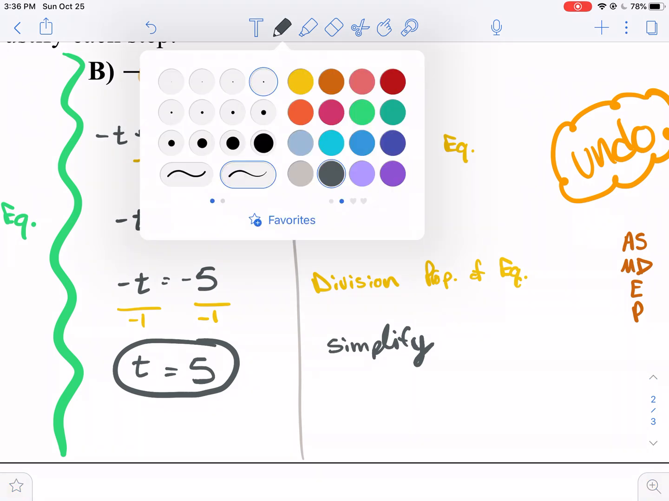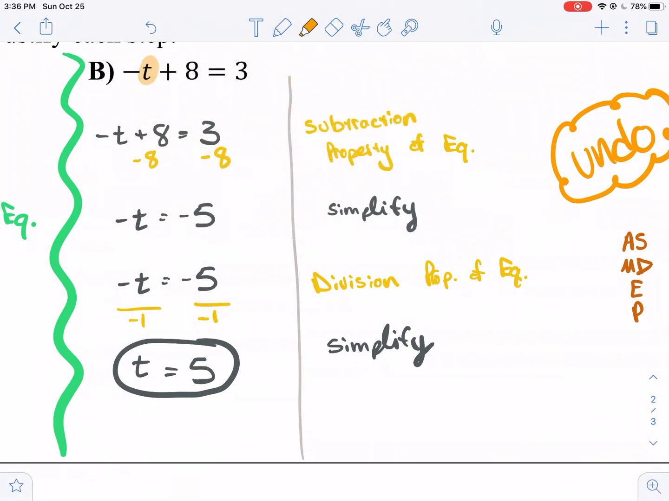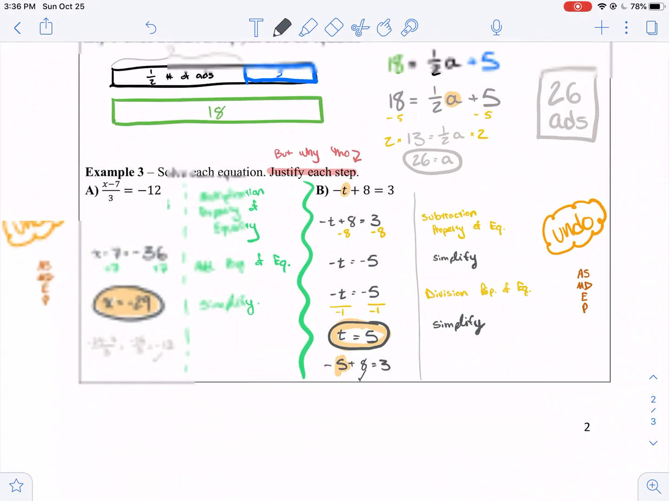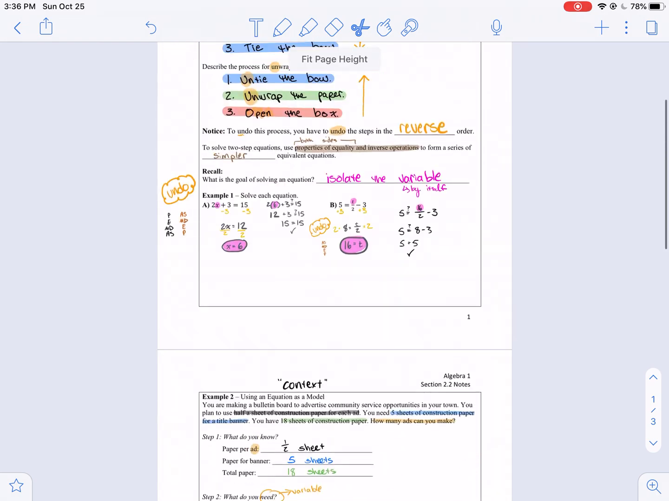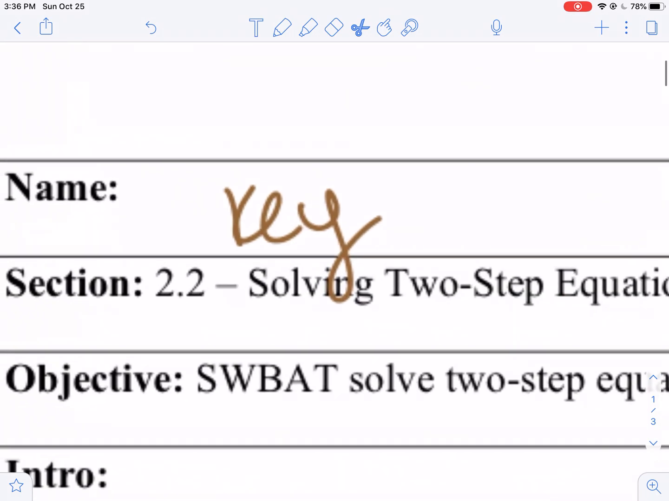Awesome, let's plug it into our original equation so we know that it works. Is it true that negative 5 plus 8 equals 3? Yes, yes it is true. We nailed it. Okay, so whatever is happening to your variable, just undo it. And you gotta undo PEMDAS, undo in backwards order. It'll be great fun. I hope you have a fantastic time on your homework.